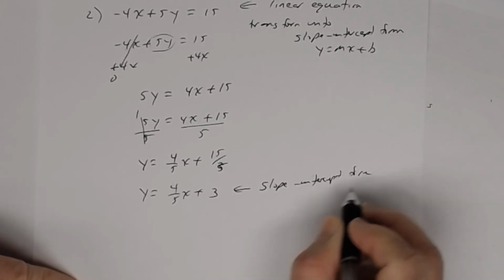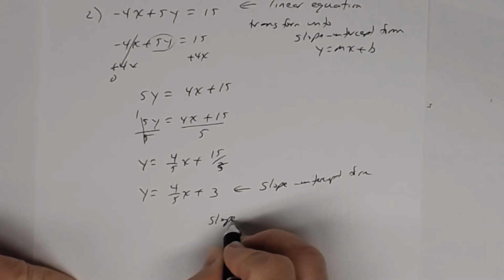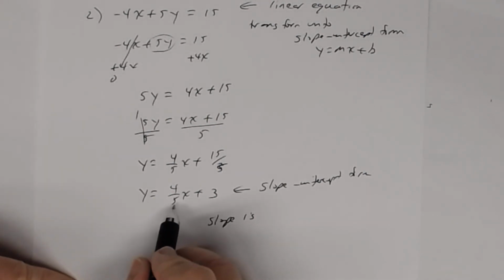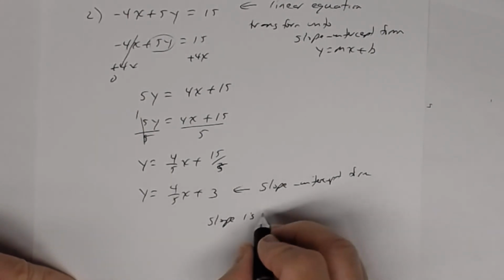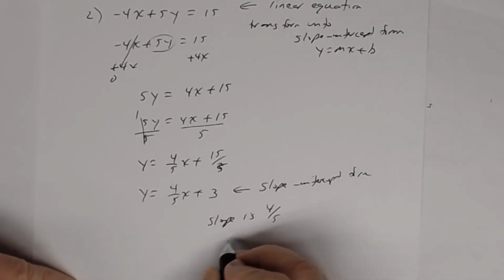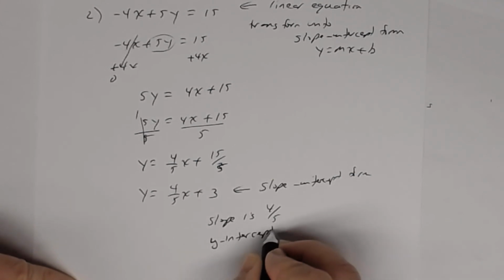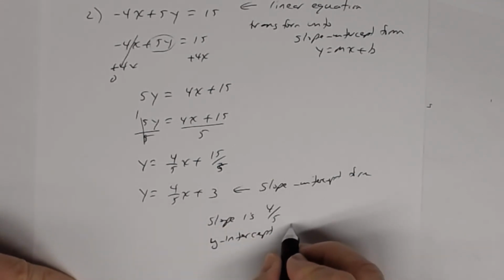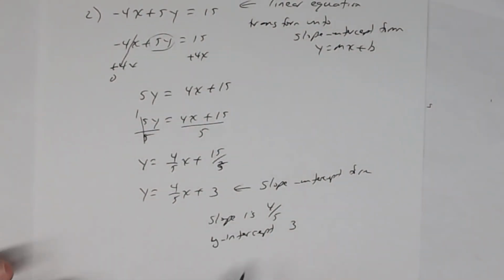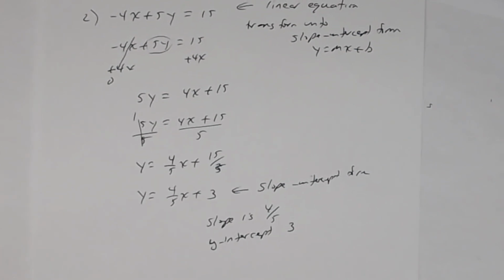So remember, once you get into slope-intercept form, you now know the slope. The slope is the coefficient of x, so whatever you multiply x by once you get y by itself. The coefficient of x is 4/5, so that's the slope. And the y-intercept is your constant, which is a positive 3. And that's where the graph is going to cross the y-axis. All right, so that's number 2.